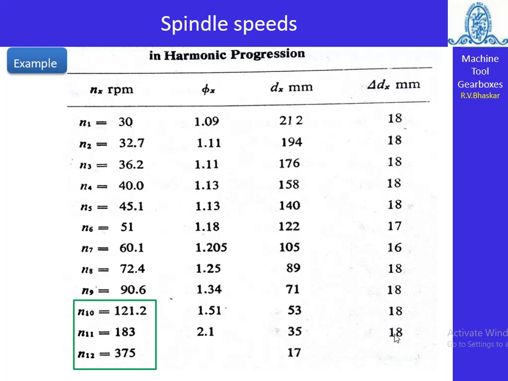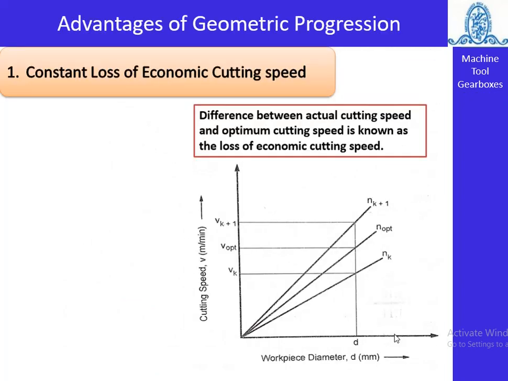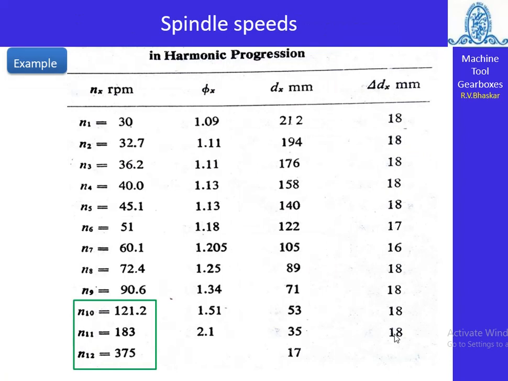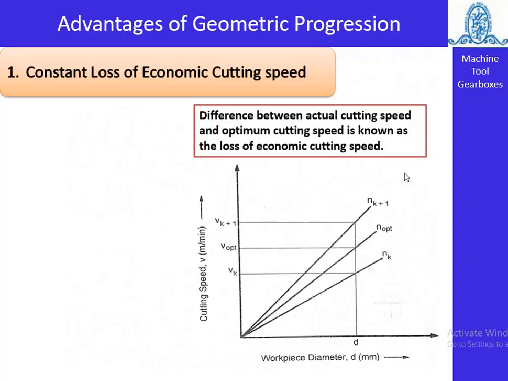In that case, one drawback is that at higher spindle speed steps we got redundant Δdx, and obviously at lower spindle speed steps we also got the same results. So it is not generally used. So we only need to compare arithmetic progression and geometric progression. We'll see why geometric progression is taken while designing a machine tool gearbox.